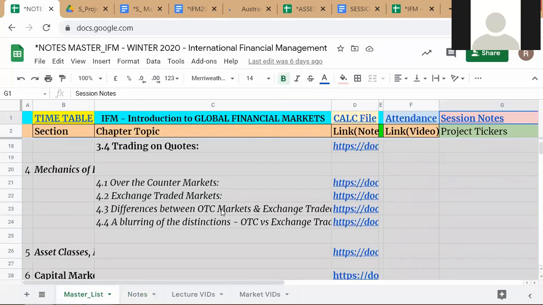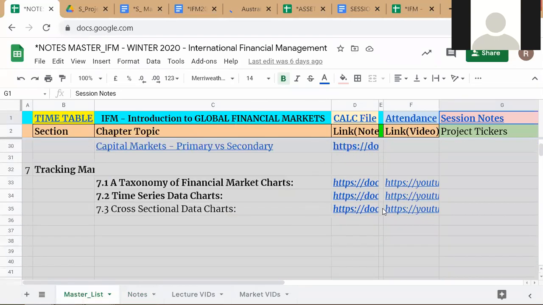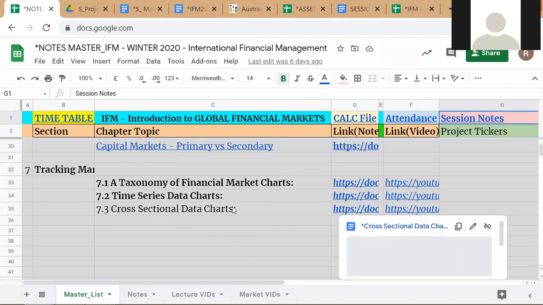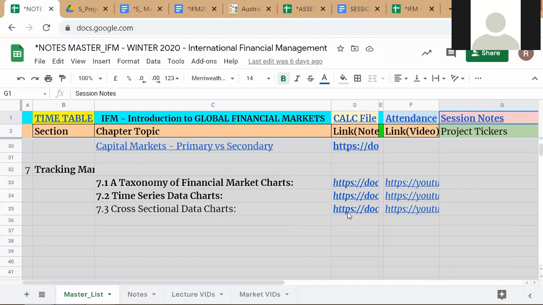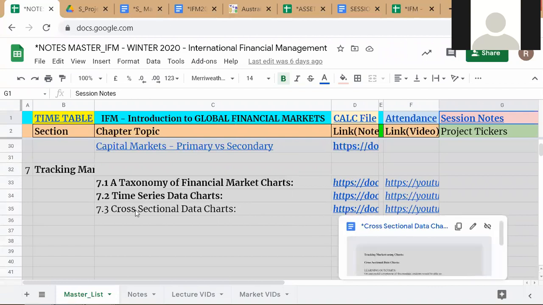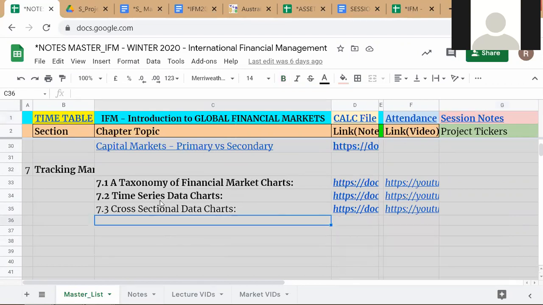Here, this is very important for any student of finance. Now, I have not highlighted cross-sectional data charts because it was not important for your project, but right now it is. At that time it was not highlighted. So you have to read all of this stuff. All three should be understood by everyone, because if you don't understand these three notes, it'll be very difficult for you to follow any advanced discussion in finance. This is the basic discussion of all kinds of charts that are used in finance.